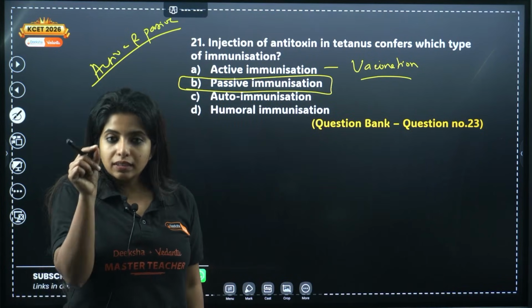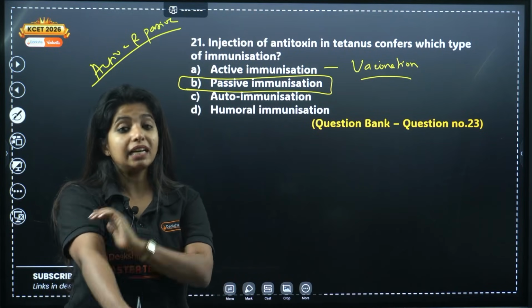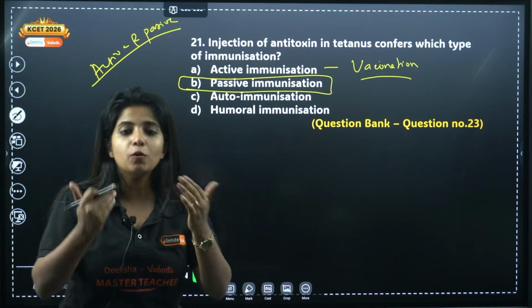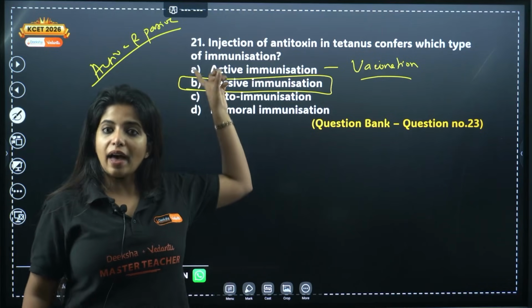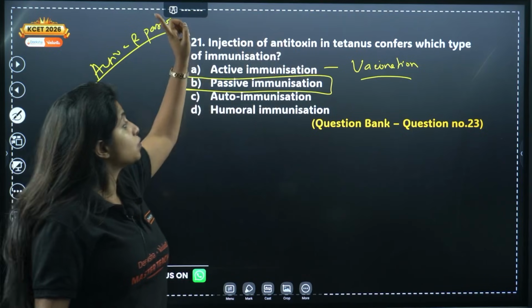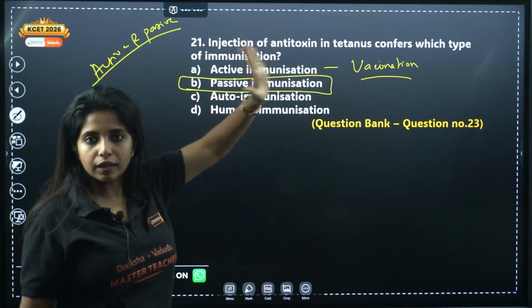We have been told that this is something that we are inserting in the body and our body will react to it. Next time if something like this comes and attacks, make sure you produce even more antibodies. That is the logic. So active immunization is happening in the case of vaccination, whereas over here it is passive immunization because you are giving ready-made antibodies.